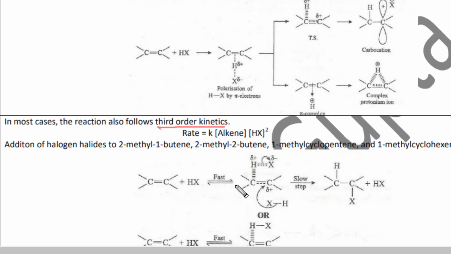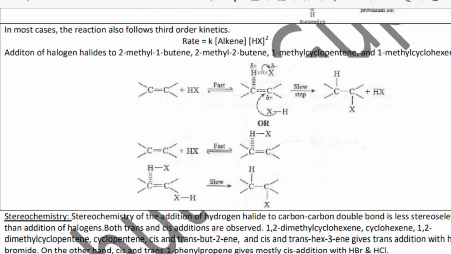So if it is a fast reaction, this is taking place like this. This is only one HX, but the other case would be these two molecules of HX getting involved. So this is taking place like this. That's how the addition of a HX takes place on a C double bond C.